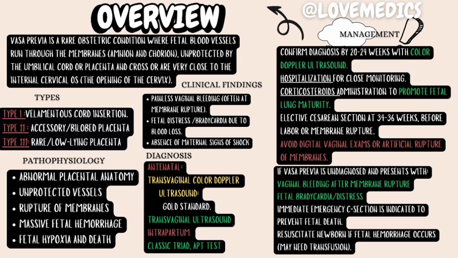Type 1 is caused by velamentous cord insertion. Type 2 is caused by an accessory lobe or bilobed placenta. And type 3 is a rare, unclassified type. It is due to a low-lying placenta or abnormal placental development.